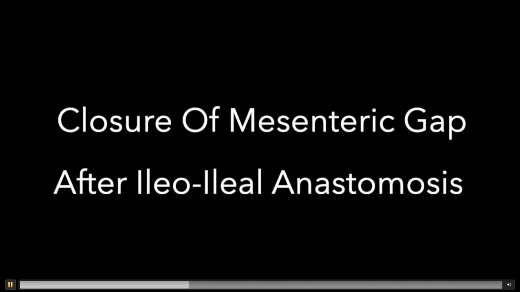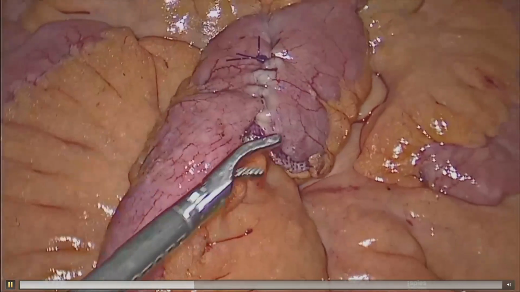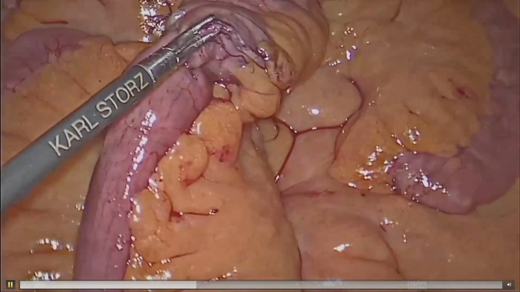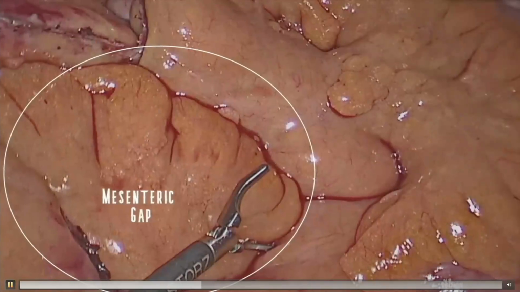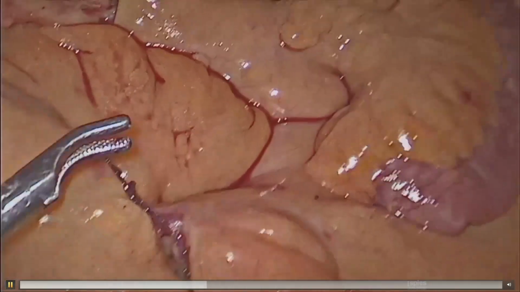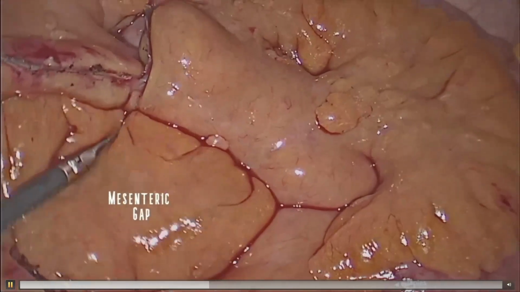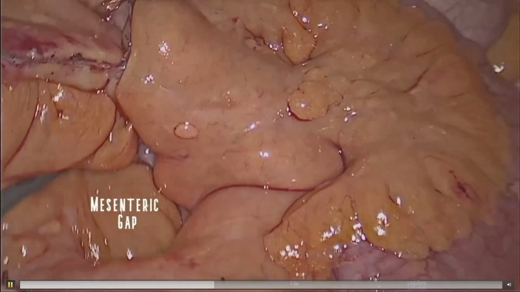Now, closure of mesenteric gaps. Any bowel anastomosis, once the anastomosis is done, if you lift the anastomotic suture area, you can see where the gap lies. This is the mesenteric gap. And there you can see the mesentery in the bowel from the other side.